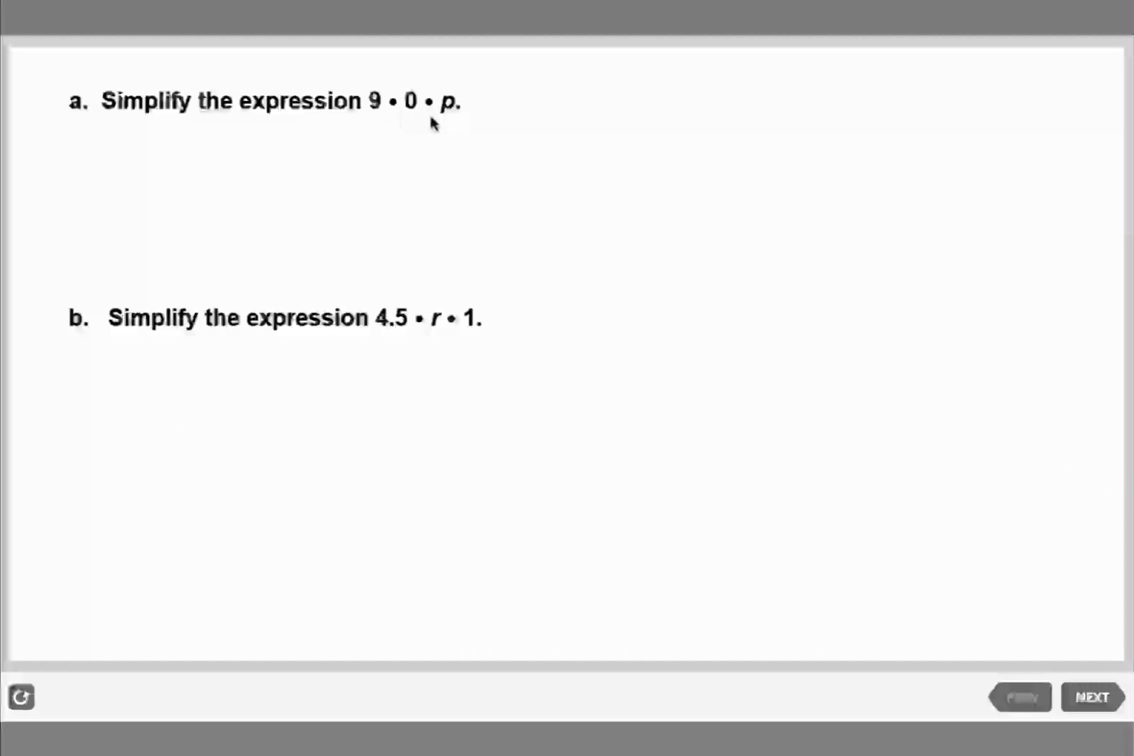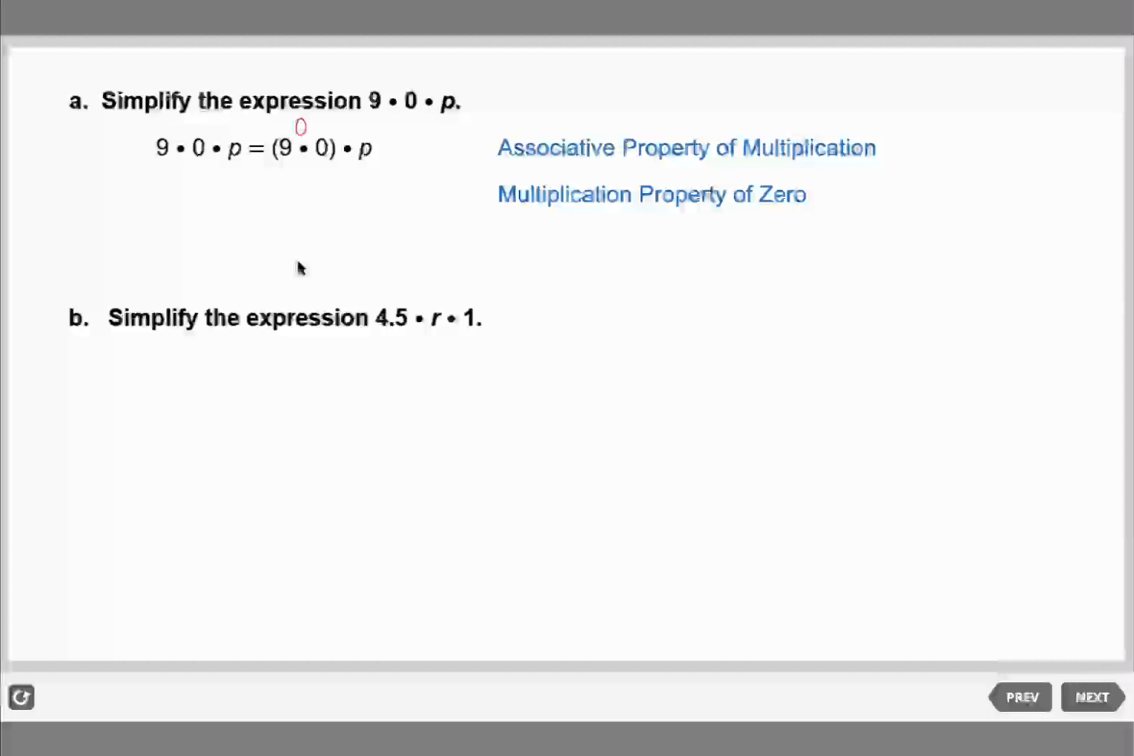Okay, 9 times 0 times b. So here we have the associative property that we can use to multiply 9 times 0 first. Change the grouping. 9 times 0 is 0. And now 0 times b equals what? 0 times b equals 0.